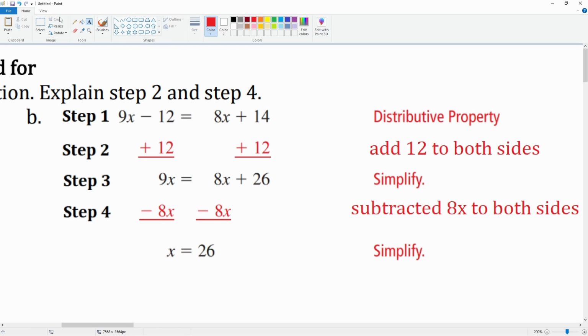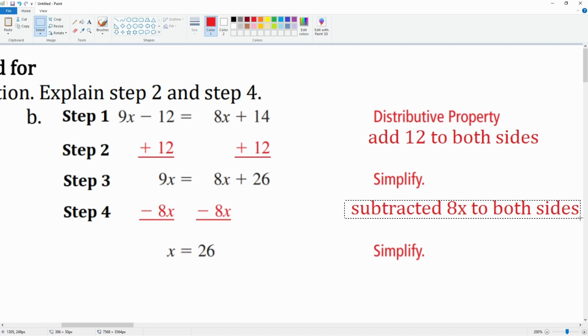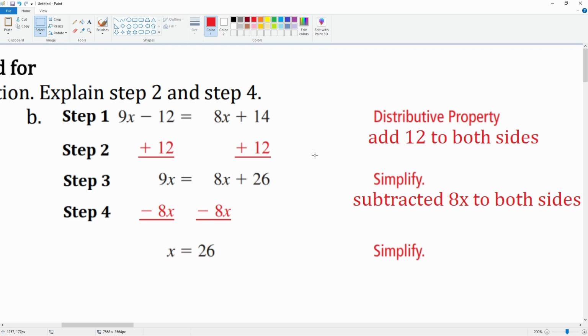Now we're gonna try to understand why they did that. Why did they add the 12 to both sides? And for step 4, why did they subtract 8x to both sides? Let's see. To help us out, we can see the cancellation, okay? Notice this, subtract 12. If you add 12, this cancels, okay? So we add 12 to both sides to get rid of the negative 12. So the inverse of negative 12 is to add 12.